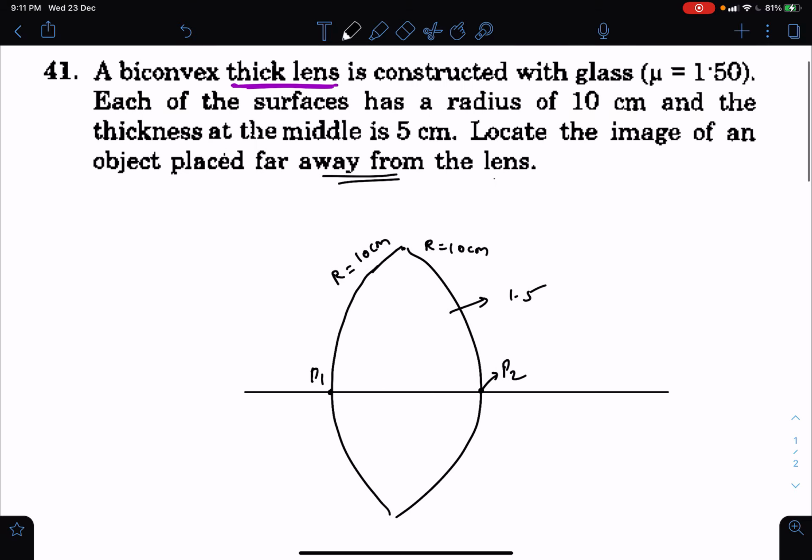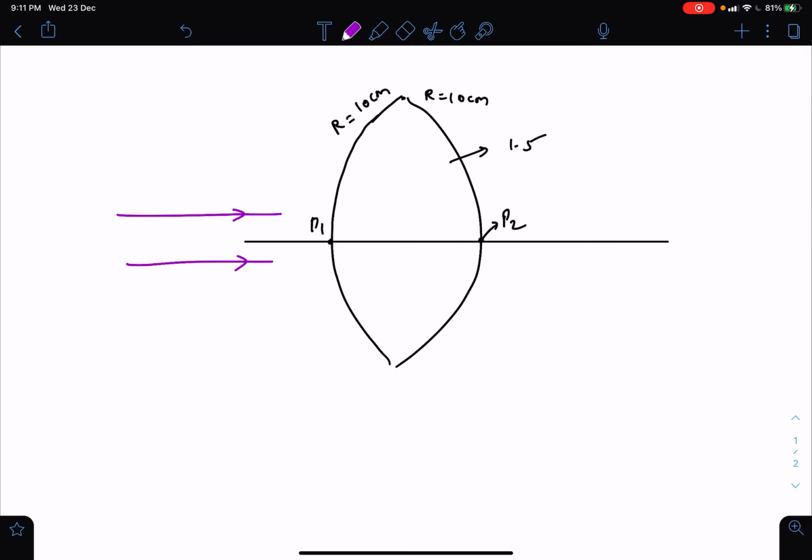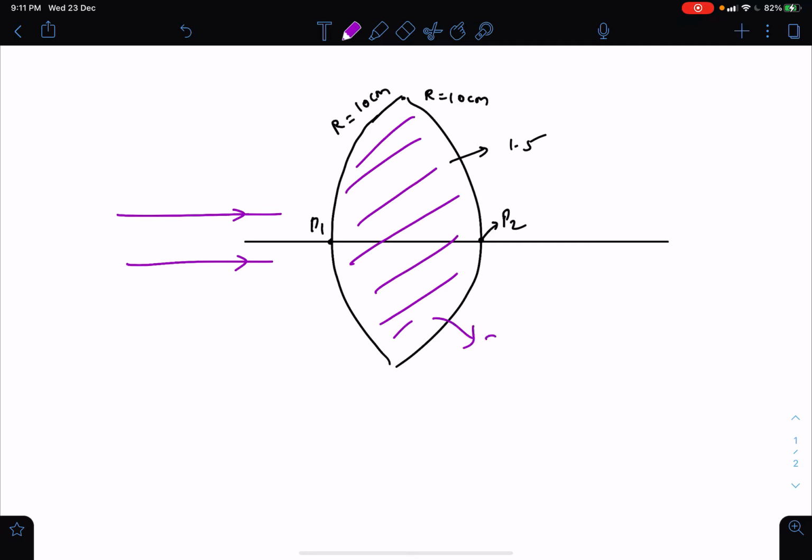It is given that the object is far away. If the object is far away, which means that the rays are coming from minus infinity, which means the rays are coming parallel, we will consider the refraction from each surface separately because we are not able to apply the lens formula. The shaded part is actually the glass and on either side there is air.